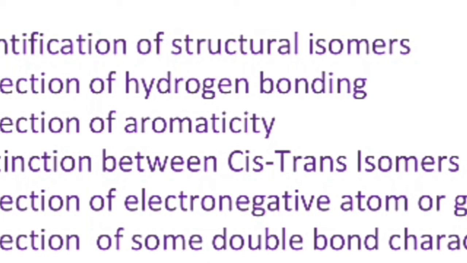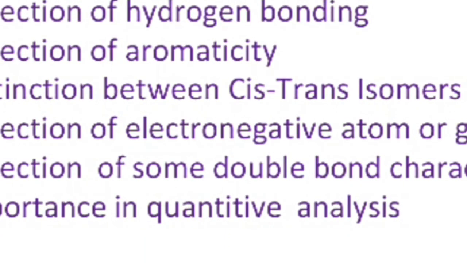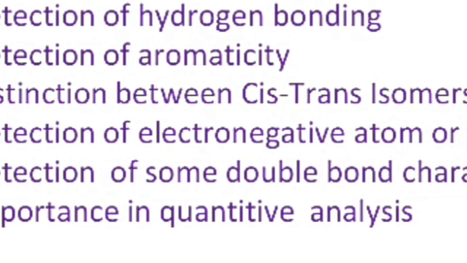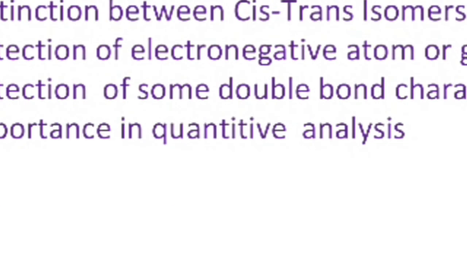Second is detection of hydrogen bonding. We can use NMR spectroscopy to detect hydrogen bonding. Detection of aromaticity: we can easily find out whether the compound is aromatic or aliphatic. Next, distinction between cis-trans isomers and conformers. To differentiate cis and trans isomers, we can use NMR spectroscopy.